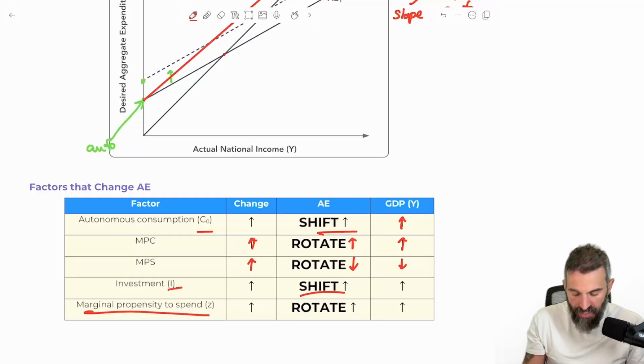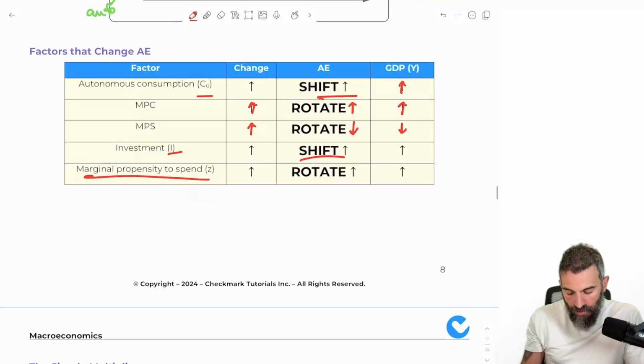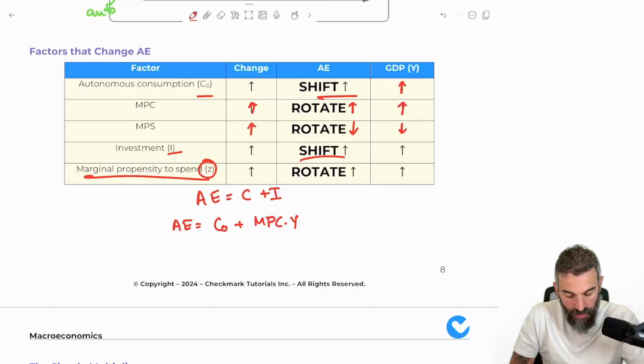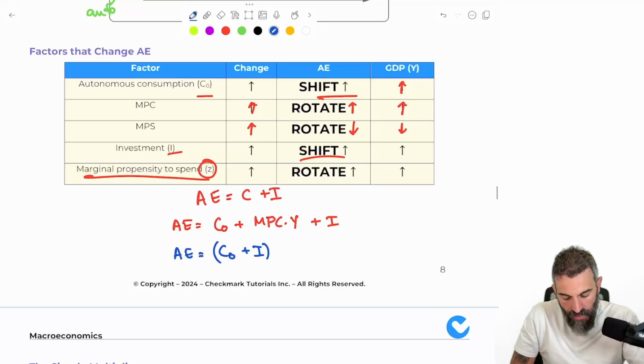And then finally, marginal propensity to spend, which we didn't really talk about yet, but we'll talk about it right now. This is also the same thing. It's the slope. Now this, remember the aggregate expenditure function. Again, I'm going to expand it. I'm going to write it out like this. Autonomous plus MPC, so plus your induced, plus investment. And then I'm going to rearrange it, where I'll put the autonomous together. So really it's this. The autonomous expenditures, so those two, plus your induced, which is the MPC times Y.